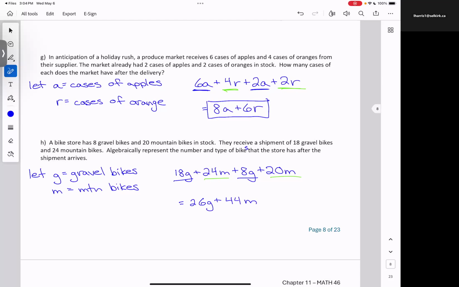Okay, note that if you would have written this kind of in the order it was given to you, you would have 8G plus 20M, which is what you originally had in stock, and then plus your shipment of 18G plus 24M. Because addition is commutative, you'll get the same answer. So it doesn't really matter that I did it out of order, but I wanted to mention that just in case it was confusing as you went through it. Okay, and so that is simplifying algebraic expressions.